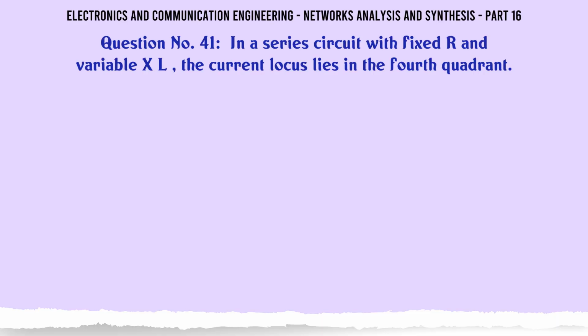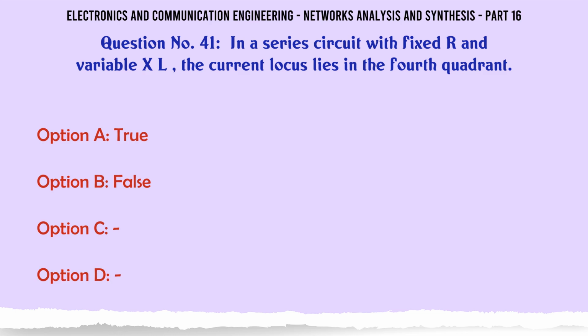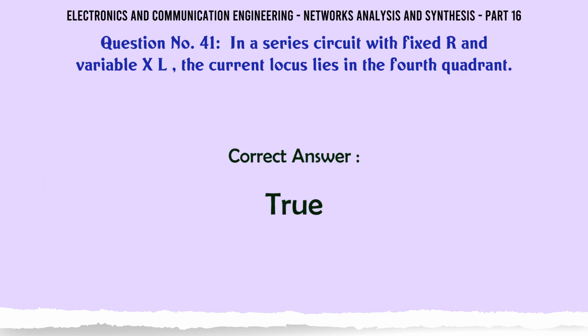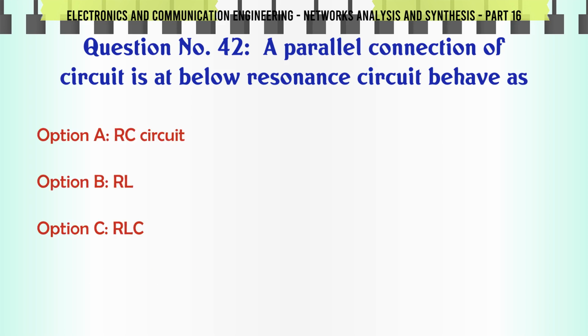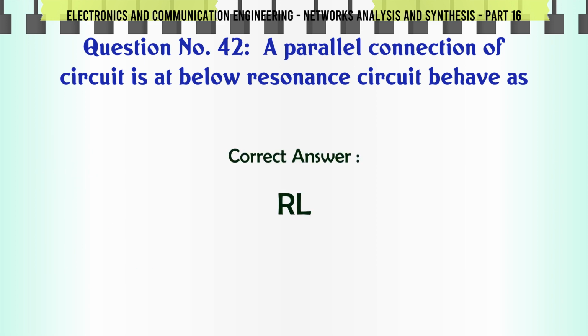In a series circuit with fixed R and variable XL, the current locus lies in the fourth quadrant. A. True, B. False. The correct answer is true. A parallel connection of circuit below resonance behaves as: A. RC circuit, B. RL, C. RLC, D. resistive only. The correct answer is RL.